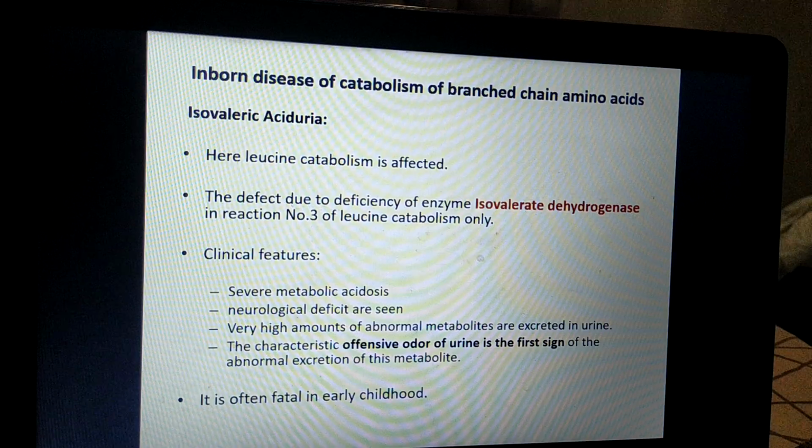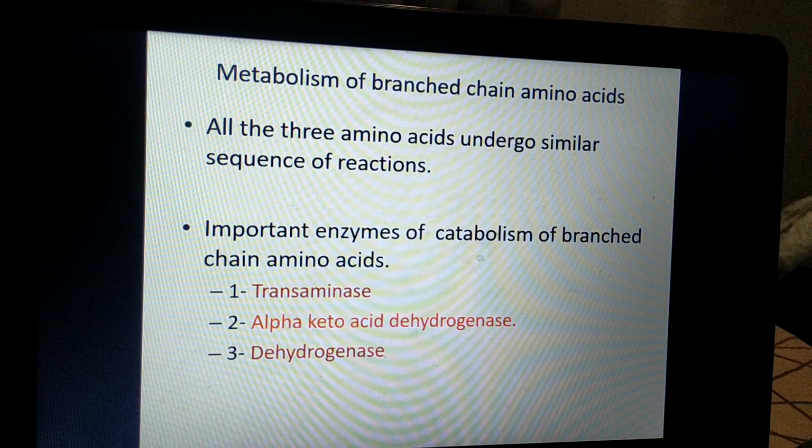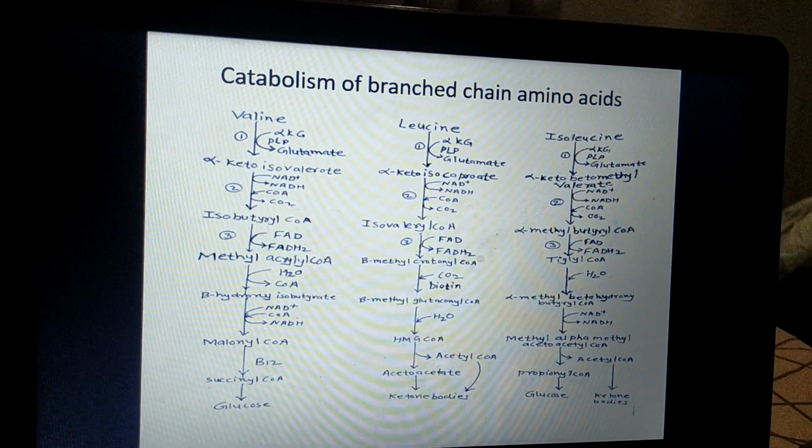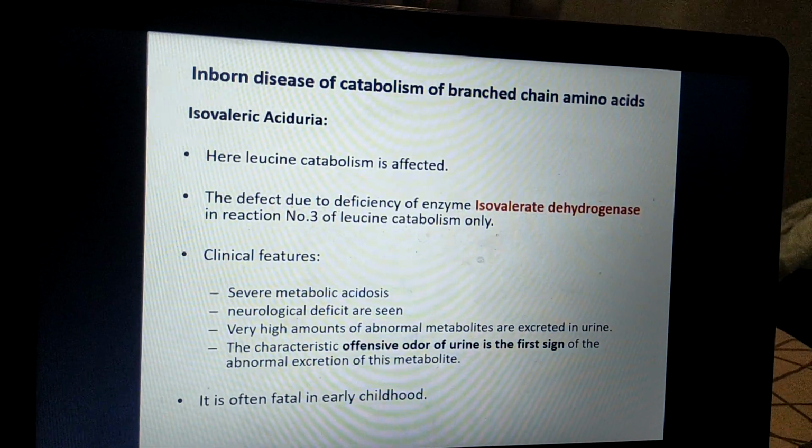One more inborn error is seen, which is called isovaleric aciduria. This disease is due to deficiency of the third enzyme, that is FAD dependent dehydrogenase, but it does not affect all these 3 amino acids. It only affects the catabolism of leucine. So these are the first 3 enzymes that I have told you. The third enzyme is dehydrogenase or FAD dependent dehydrogenase. In this disease, only the catabolism of leucine is affected, where the enzyme is isovalerate dehydrogenase.